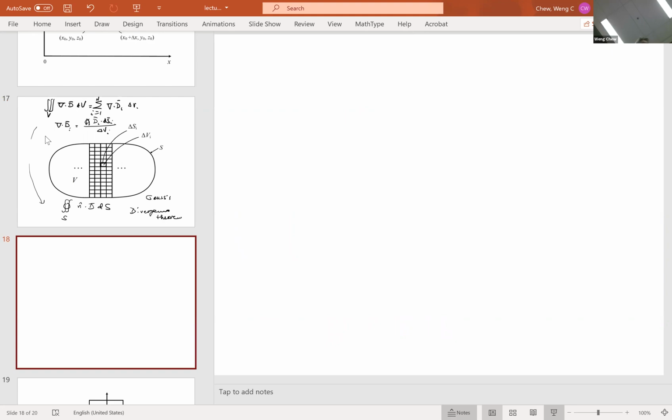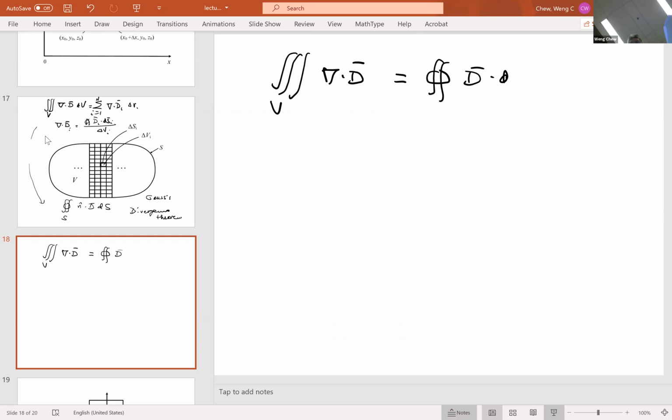So what we eventually have is that if I have a divergence of something, and I integrate over a volume V, it is going to be only the integration of the flux on the surface of that thing. This is called Gauss divergence theorem.